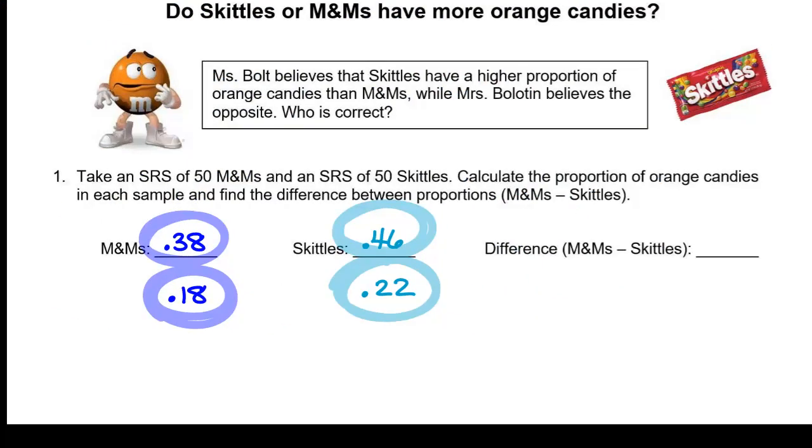Everybody should have 4 numbers written down. You are not combining your samples together. You have a random sample of M&Ms. This is the proportion that somebody got for their first sample. This is the proportion that they got for their second one. This is what they got for their proportion of Skittles that were orange. This is what they got for their second one.